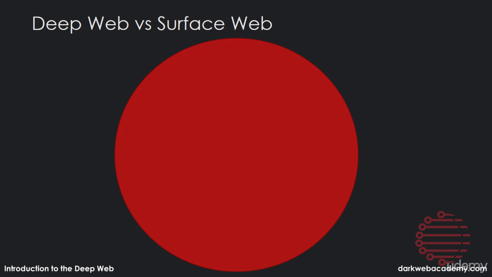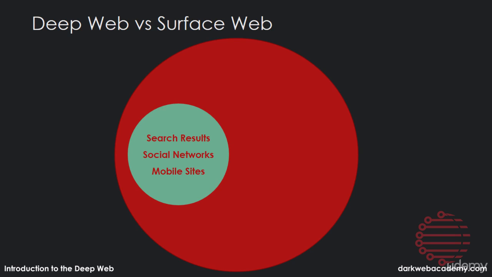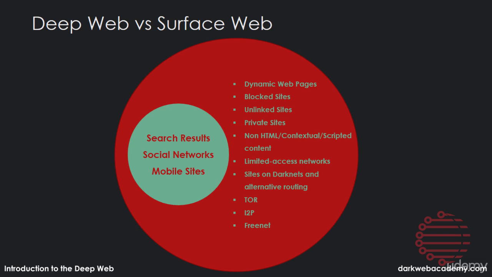Another way to look at it is using this circle here, which represents all of the internet. Here in this blue circle, we have the surface web, which contains search results, social networks, mobile sites, anything that you can access with a link. And then we have the deep web, which is everything else. Dynamic web pages, blocked sites, unlinked sites, private sites, limited access networks, sites on dark nets and alternative routing, and so on and so forth.